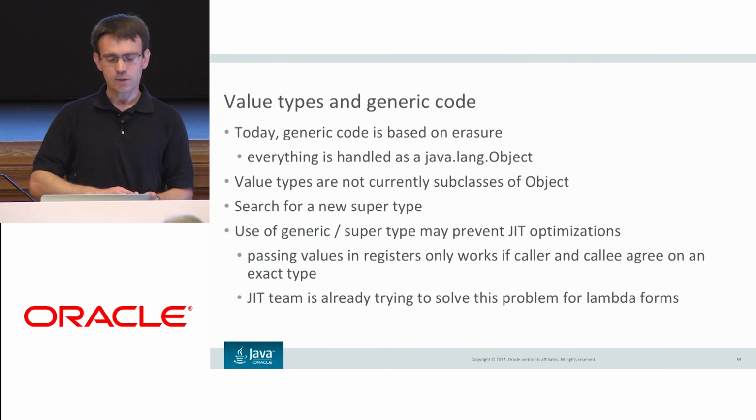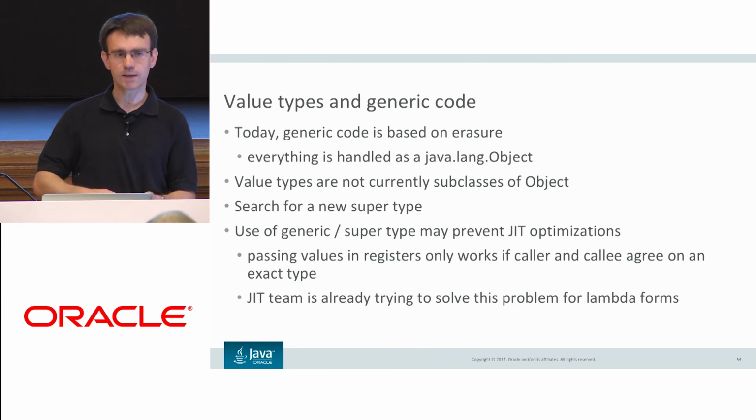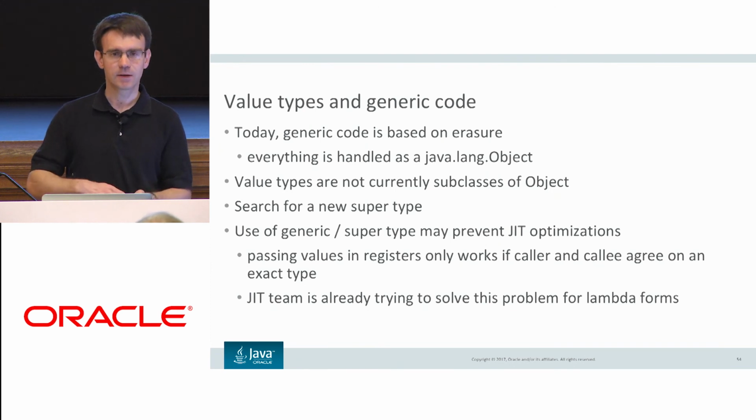The use of generics and supertypes might prevent some JIT optimization. Passing values in registers only works if the caller and the callee agreed on an exact type. If you're using a supertype or generic type, you cannot perform this kind of optimization anymore. The compiler team is already trying to solve this problem with lambdas, because the problem exists in lambdas too.